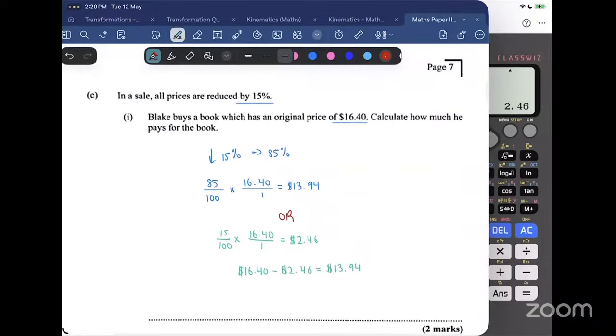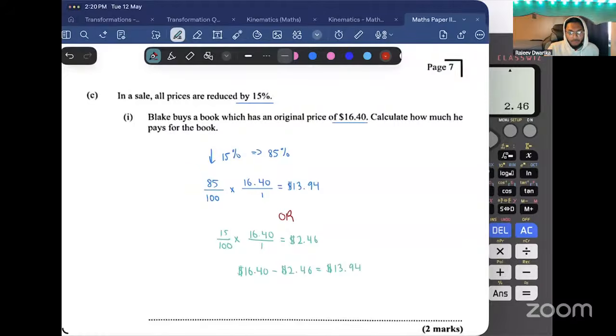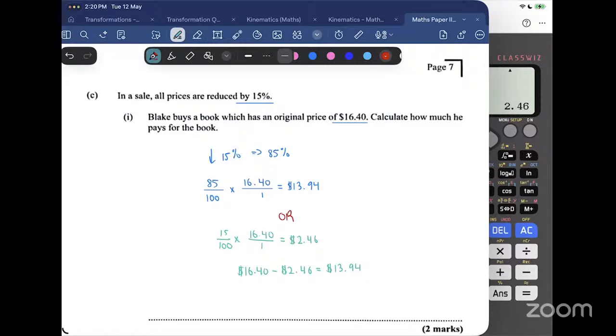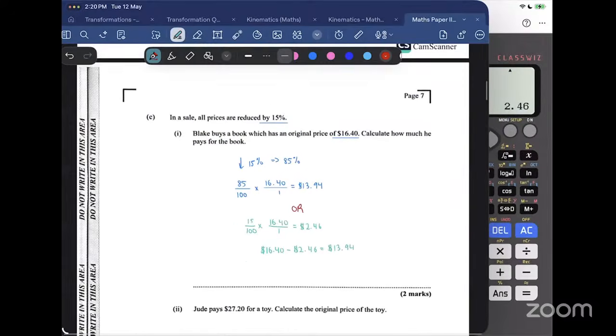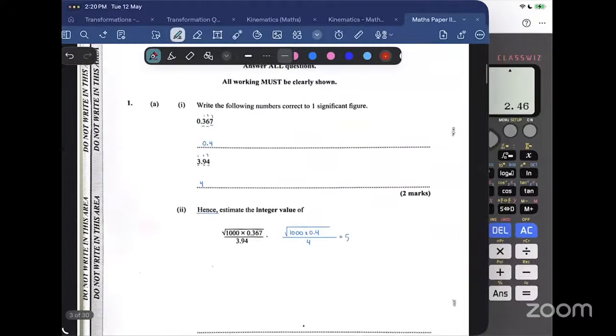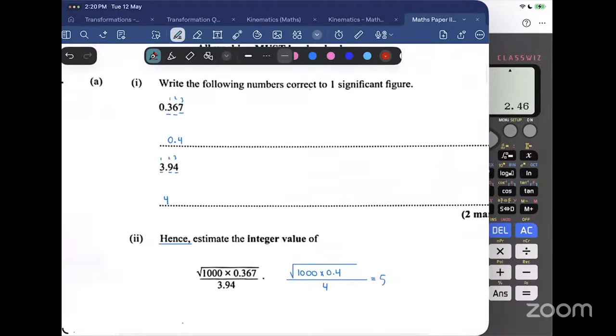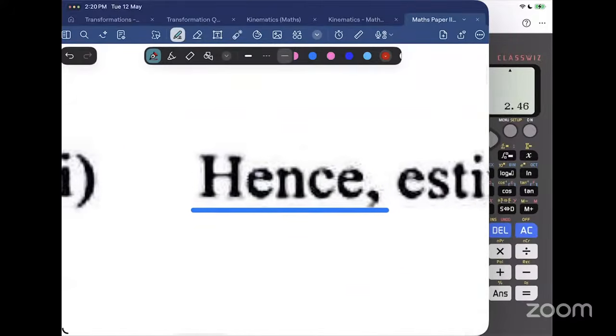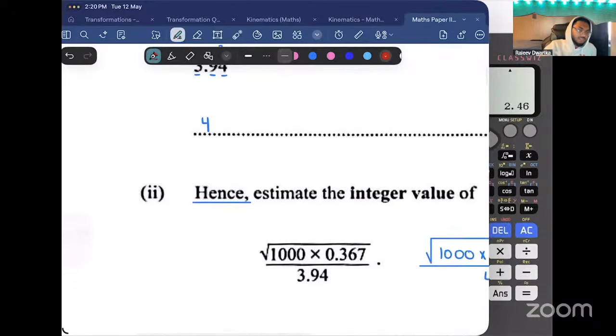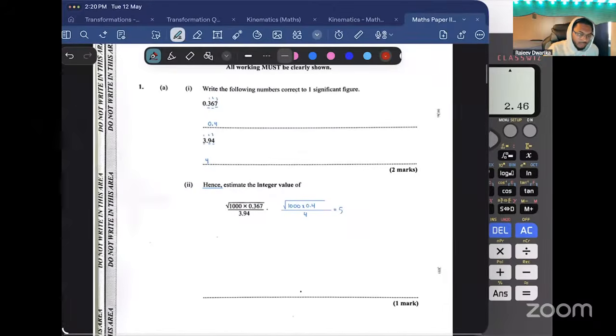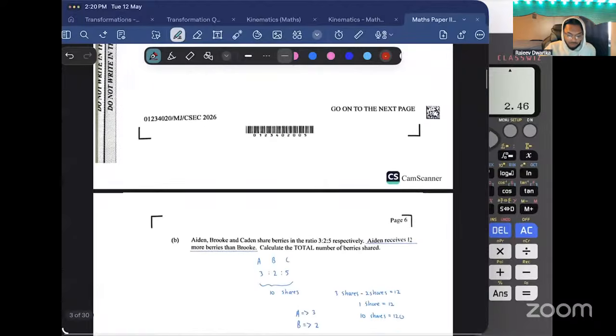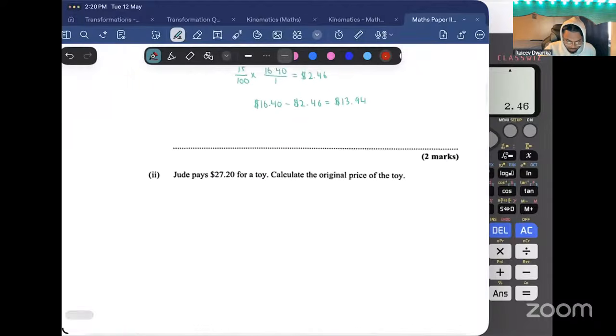Yeah, Maya? I was asking about the question with the square root, question 1 on the first page. I got it wrong because I didn't realize you had to use the answers you had previously. You had to use the previous values. They said hence. Anytime they say the word hence, you have to utilize what you did previously. Hence means please use what's on previous.